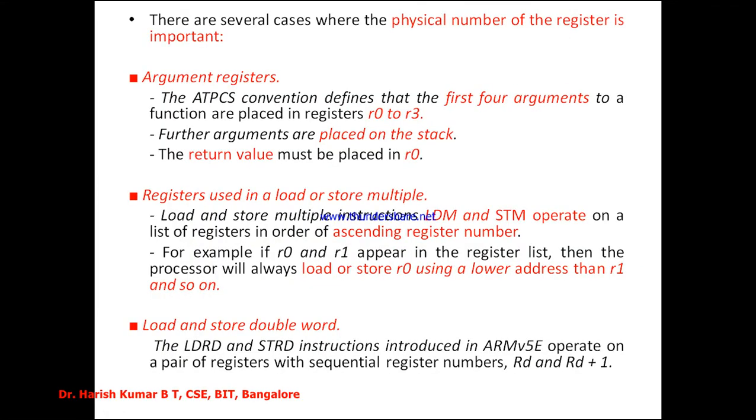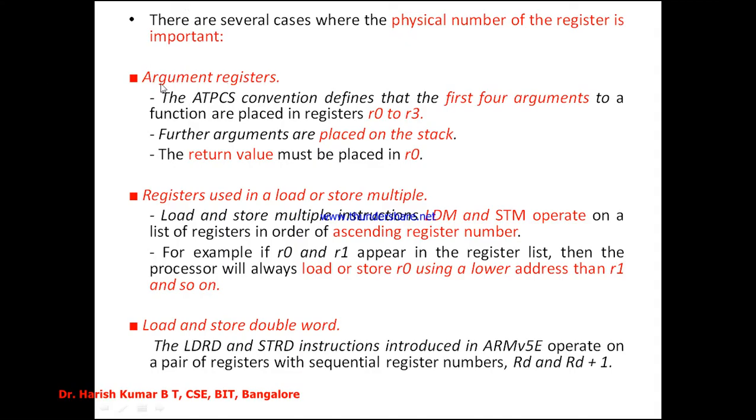Now at the same time, there are several situations or cases where you have to use the physical number of the registers instead of the alternate names. What are those special cases where the register number is mandatory and you cannot use the register names using the assembler directive RN?